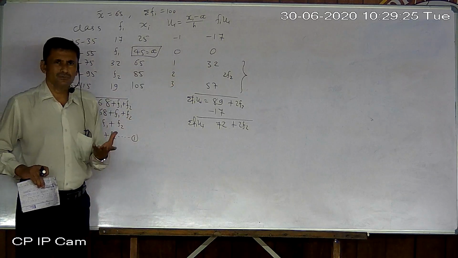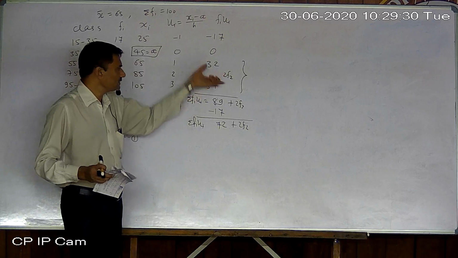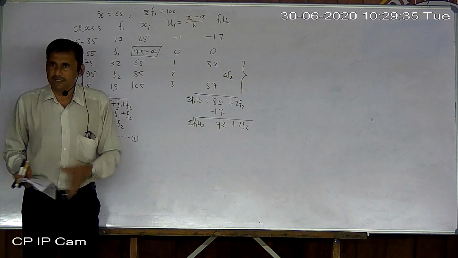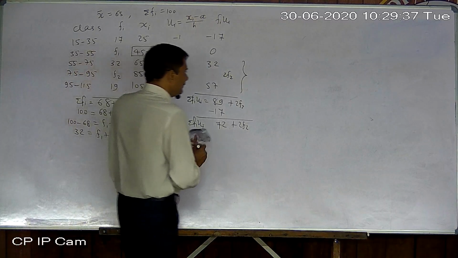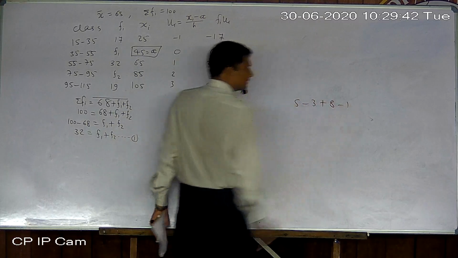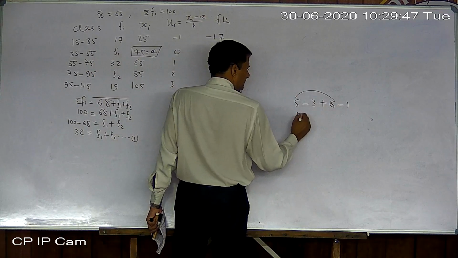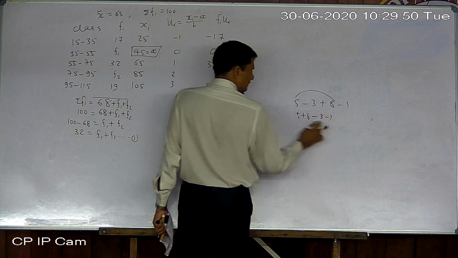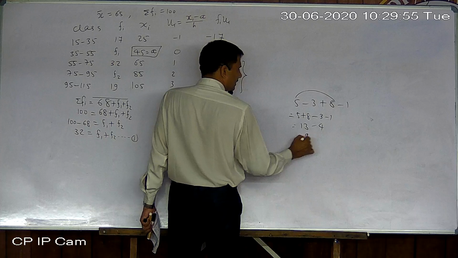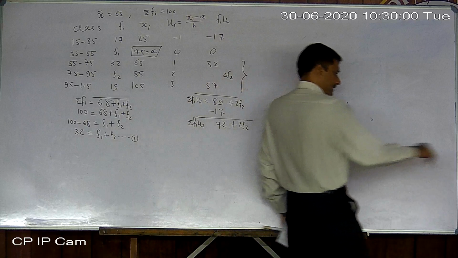So you know how to add positive and negative. First of all, add all positive numbers, then all negative numbers, then take the difference of both. That is the way. Suppose I have 5 minus 3 plus 8 minus 1. What do I have to do? I have to add first 5 plus 8 and minus 3 minus 1. So all positive numbers, all negative numbers, then take the difference of both. So it will become 9. That is the basic thing of mathematics.